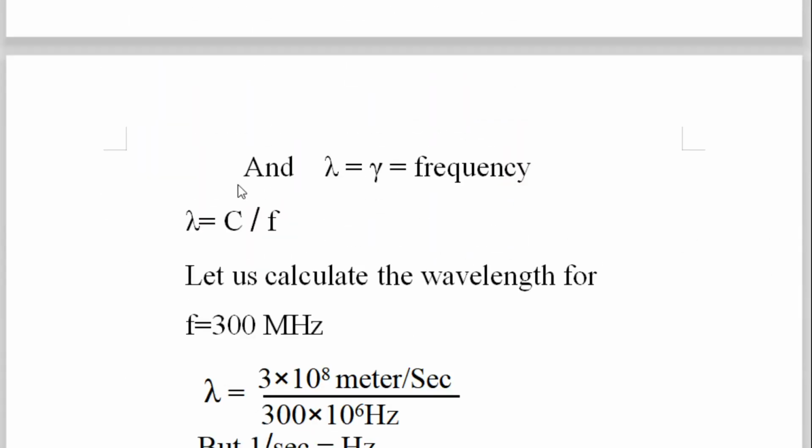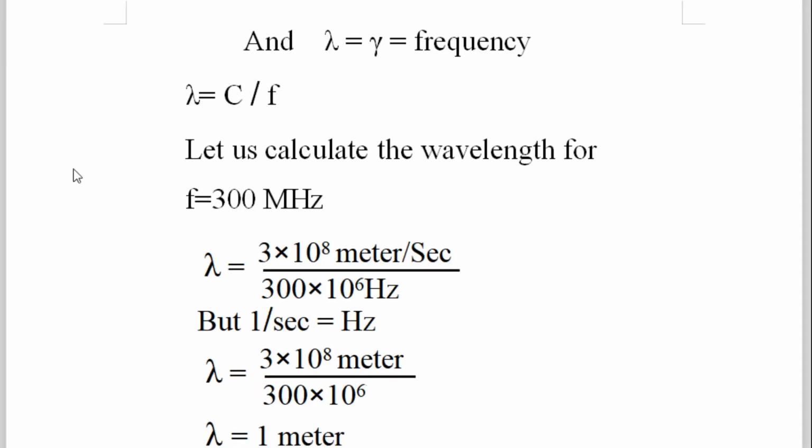So lambda is equal to c by f. Let us calculate the wavelength, that is lambda, for f equal to 300 megahertz. Substituting values, lambda is equal to c, which is 3 into 10 raised to 8 meters per second, divided by f. How much is our frequency? The high frequency carrier we have taken is 300 megahertz.